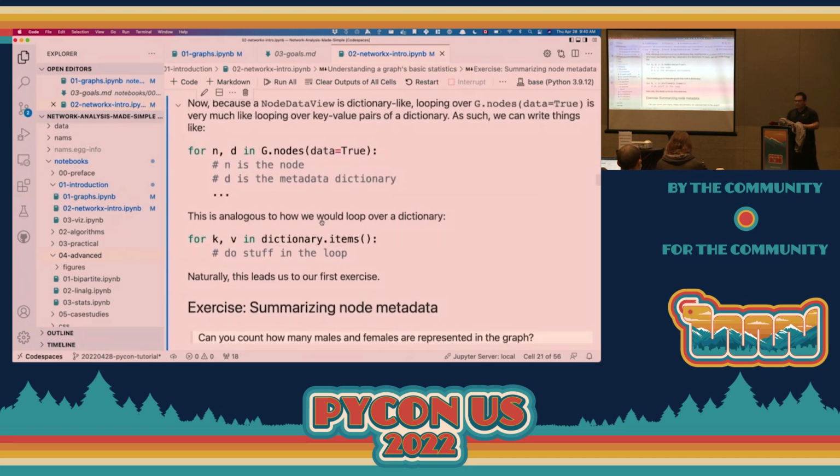Cool. Now, because the node data view with data equals true is dictionary-like, you can actually loop over it as if you were doing for key, value in dictionary.items, right? In this case, you would do for node, data in G.nodes, data equals true. Now you have access to every node with its corresponding metadata dictionary.